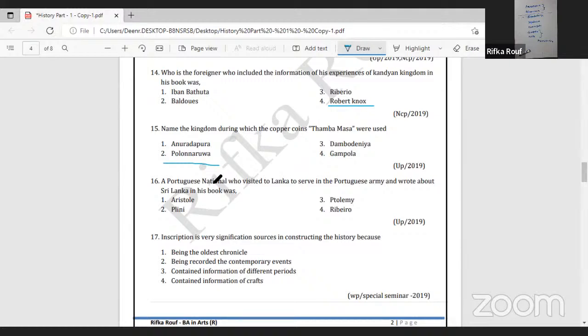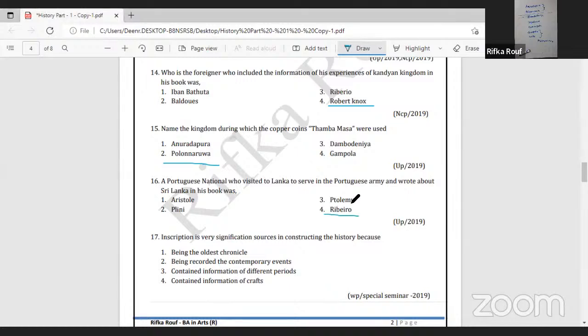Okay. Next is a Portuguese national who visited Lanka to serve in the Portuguese army and wrote about Sri Lanka in his book. So he is a Portuguese national who came to serve in the Portuguese army and he wrote about Sri Lanka in his book. Who was he? Yes, Ribeiro. Very good, Zenat, Amra, good. Shabir, good boy. So the answer is Ribeiro.